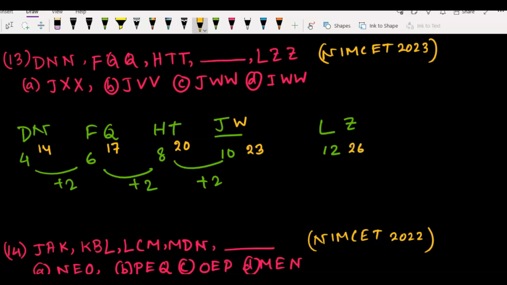So here we will have W. Similarly, the next one will also be W. So the answer will be J, W, W. So option C will be the correct answer.